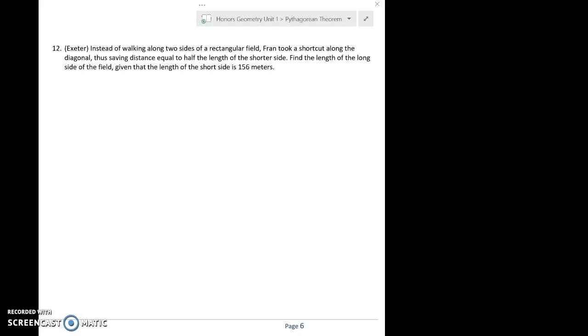So we have a rectangular field. Okay, so Fran is going to be walking around this rectangular field. Hopefully your rectangle looks nicer than mine, but with the tablet it's a little bit hard. So let's see. Fran's going to take a shortcut along the diagonal, thus saving a distance equal to half the length of the shorter side. Find the length of the long side of the field, given that the length of the short side is 156 meters.